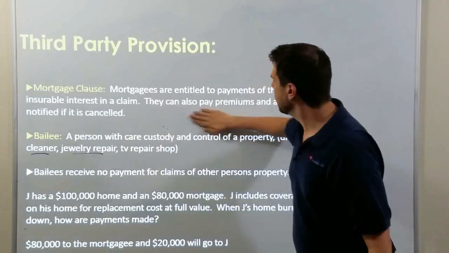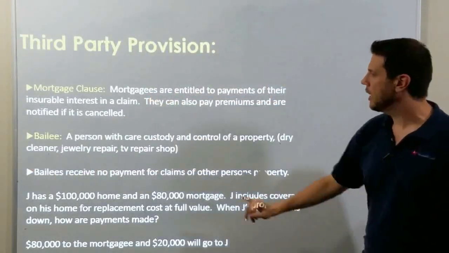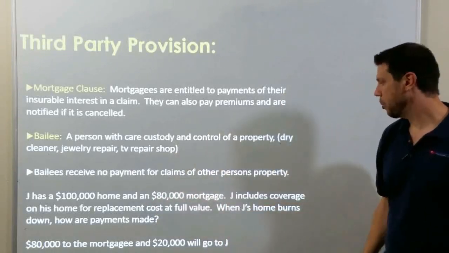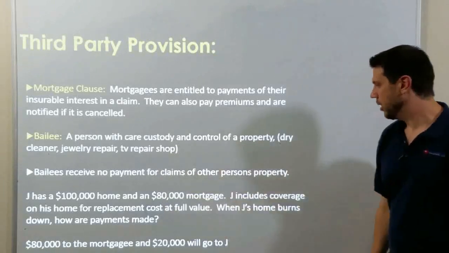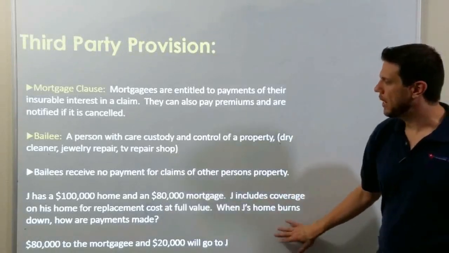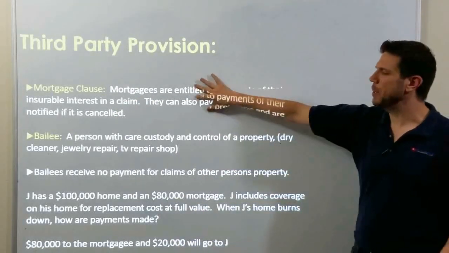Now let's just kind of look at this mortgage scenario down here real quick. Jay has a $100,000 home, $80,000 mortgage. You insure your house to $100,000 replacement cost. When your house burns down, how is it paid out? 80 to the mortgage, 20 to you. Mortgage companies get paid first.